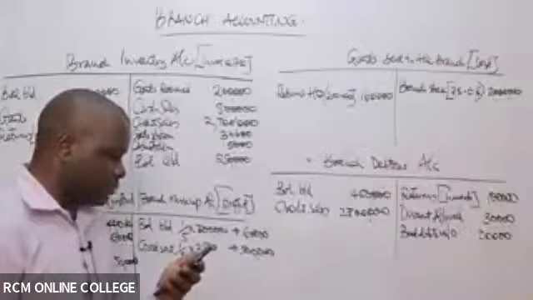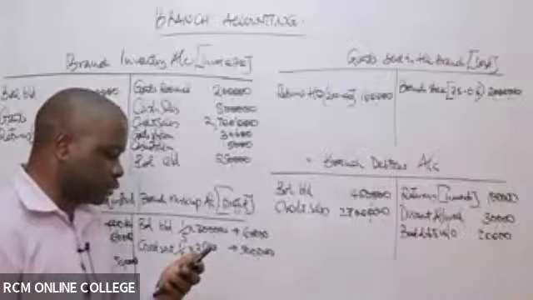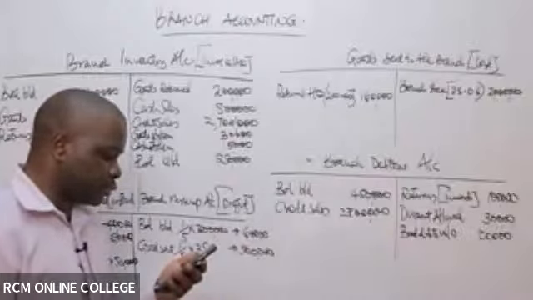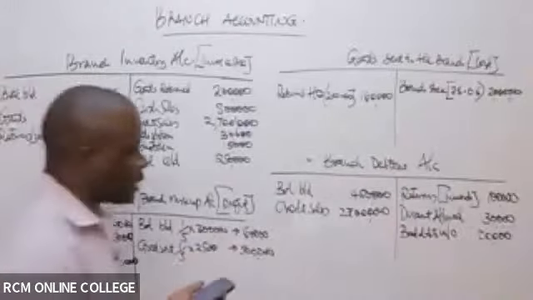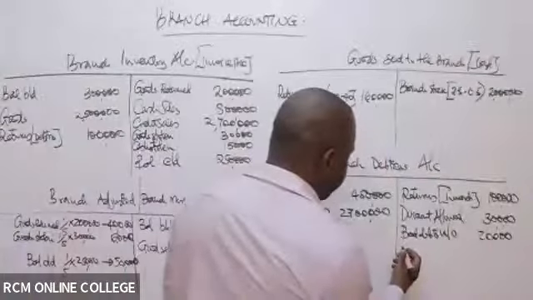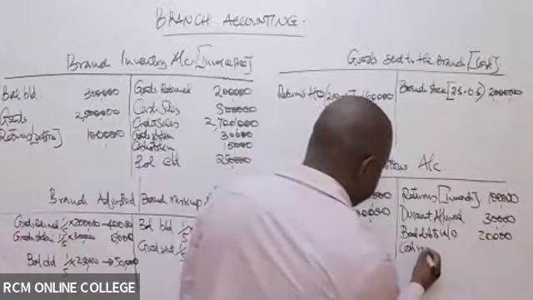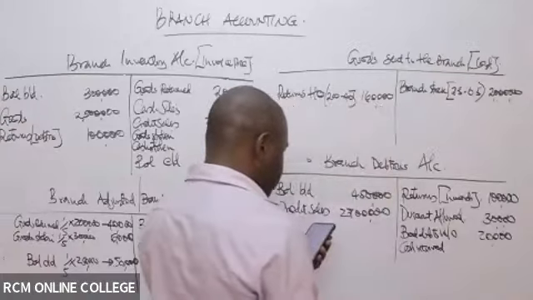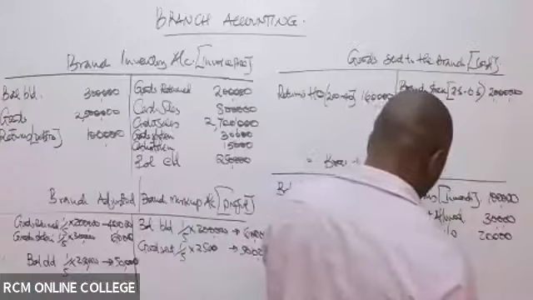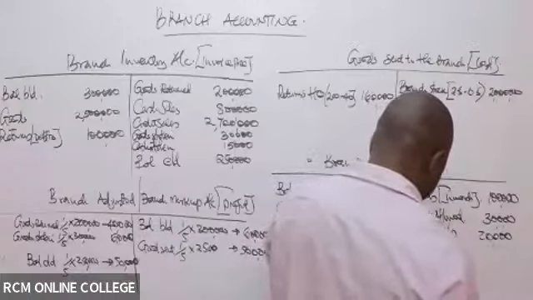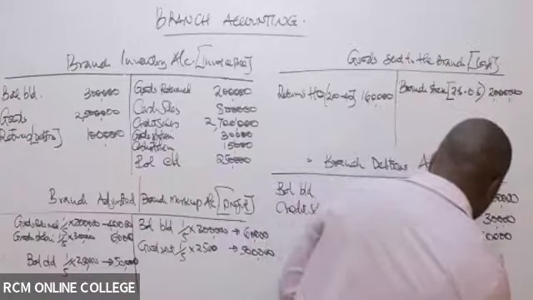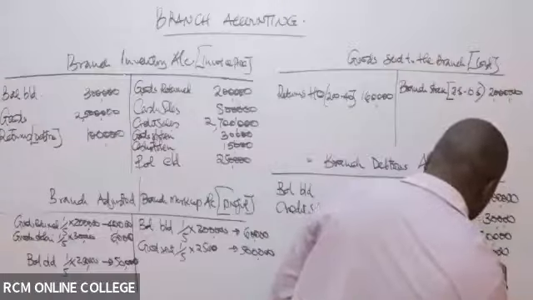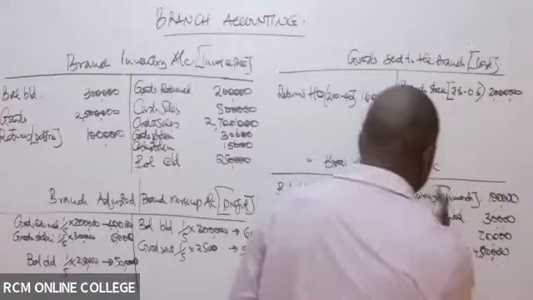Then we have cash sales stolen, which we've already dealt with. Cash received from branch debtors. So there was some cash received from branch debtors. It means that the debtors ended up paying. So there was cash received of an amount of 2,450,000. It means that in this case, the debtor is reduced.